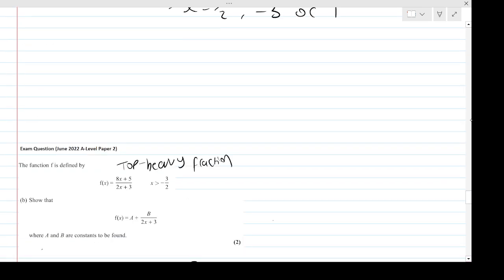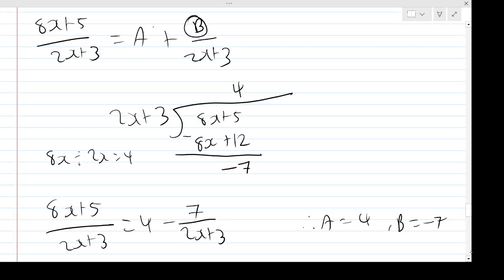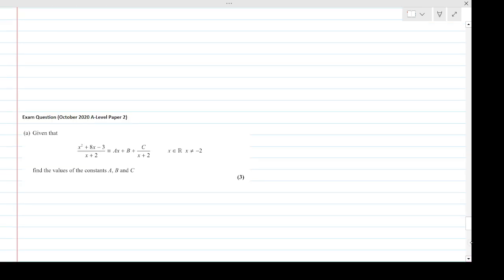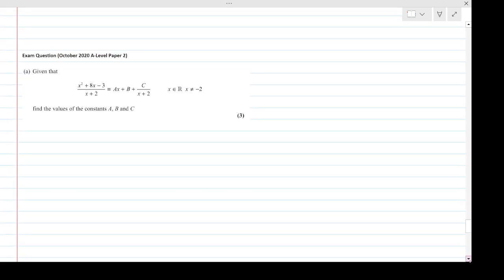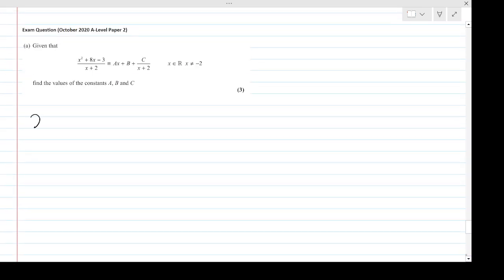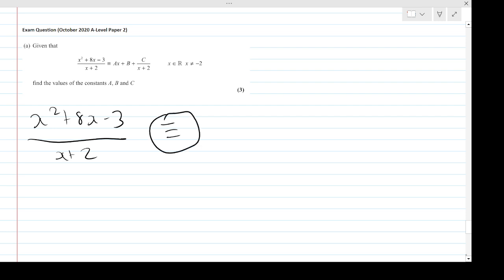There we are then. Cool. Final exam question then. We are given that x squared plus 8x minus 3 over x plus 2 is identical to ax plus b plus c over x plus 2.